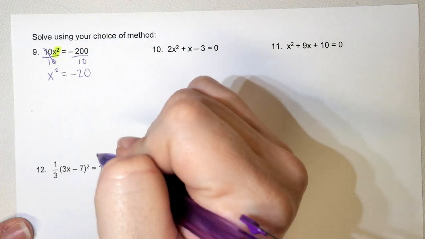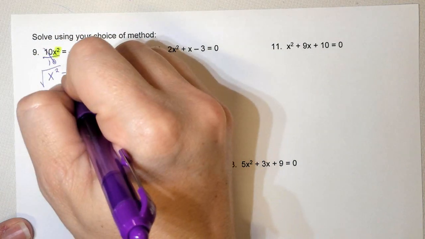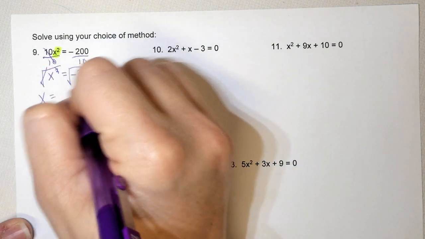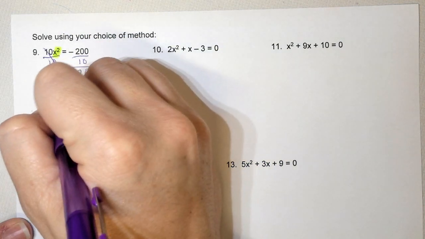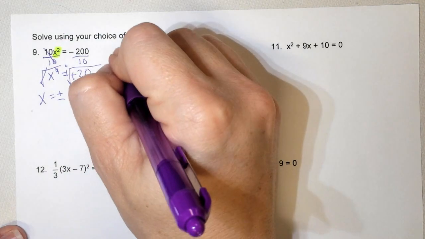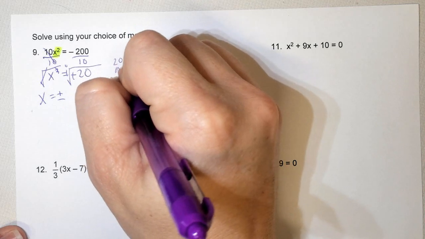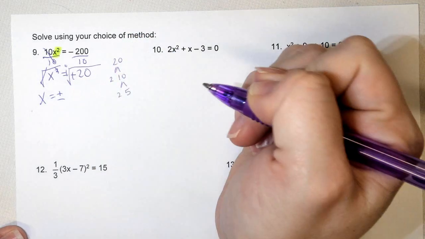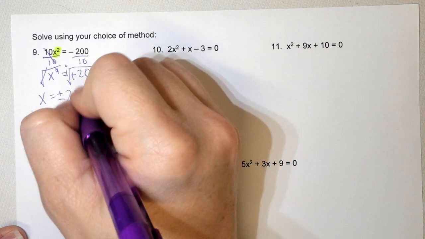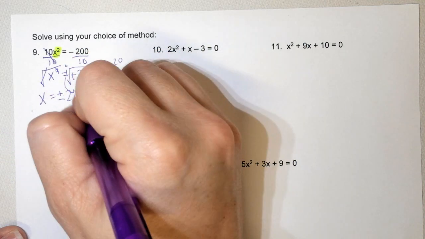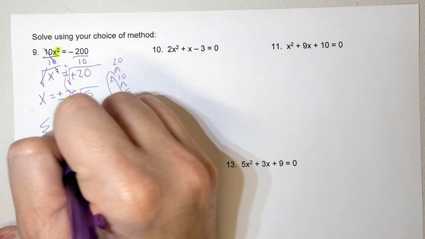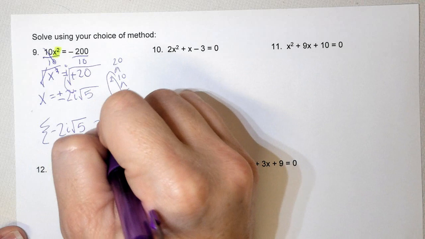And now that my squared is alone, I'm going to square root both sides. Square root cancels my squared, and I have x equals, I just took the square root of a number, so positive and negative. It was negative, so I put an i, and let's break down 20. So 2 and 10, 2 and 5. So 2i, don't forget your i. I've seen a lot of people forgetting their i's, root 5. So negative 2i root 5, positive 2i root 5.